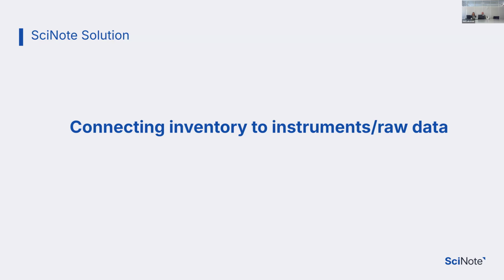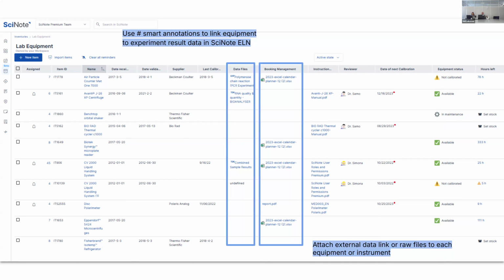Okay, so this one was mentioned more times today than previously. Connecting inventory to instruments and raw data. A few things. Already out of the box, there are some things you can do. You can use smart annotations in SciNote to link equipment and experiment results. You can upload the files into SciNote. You can also attach external data links. However, this is not automation. This is just making sure that things are in one place.